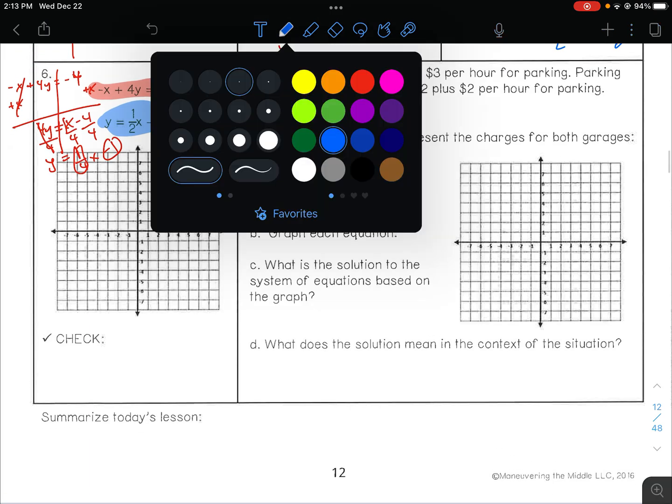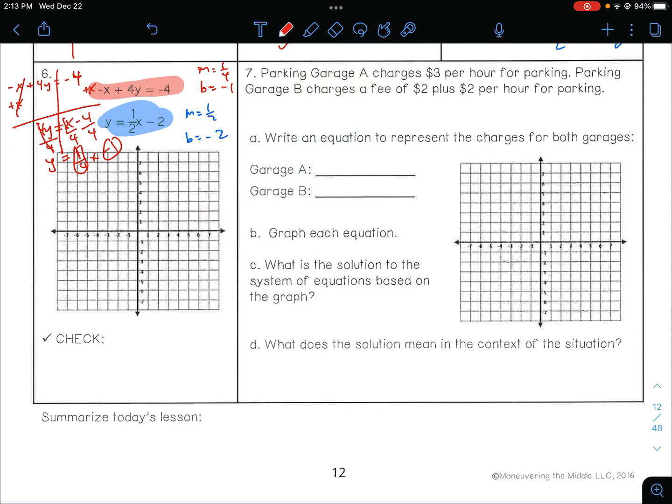Okay, let's graph. Red first. Start at negative 1. Rise 1, run 4. Rise 1, run 4. Go backwards with that one. 1, 2, 3, 4. There we go. So far, so good.